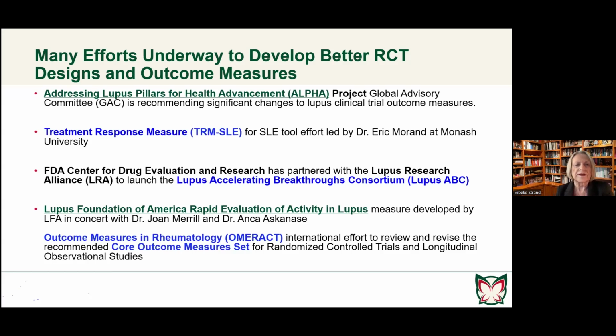The Lupus Foundation of America has a Rapid Evaluation of Activity in Lupus measure developed with Drs. Joan Merrill and Anca Askanase. And finally, Outcome Measures in Rheumatology is an international effort to review and revise the recommended core outcome measure set for randomized controlled trials and longitudinal observational trials. And then this group will help to further validate new outcomes that are being developed by the above groups.